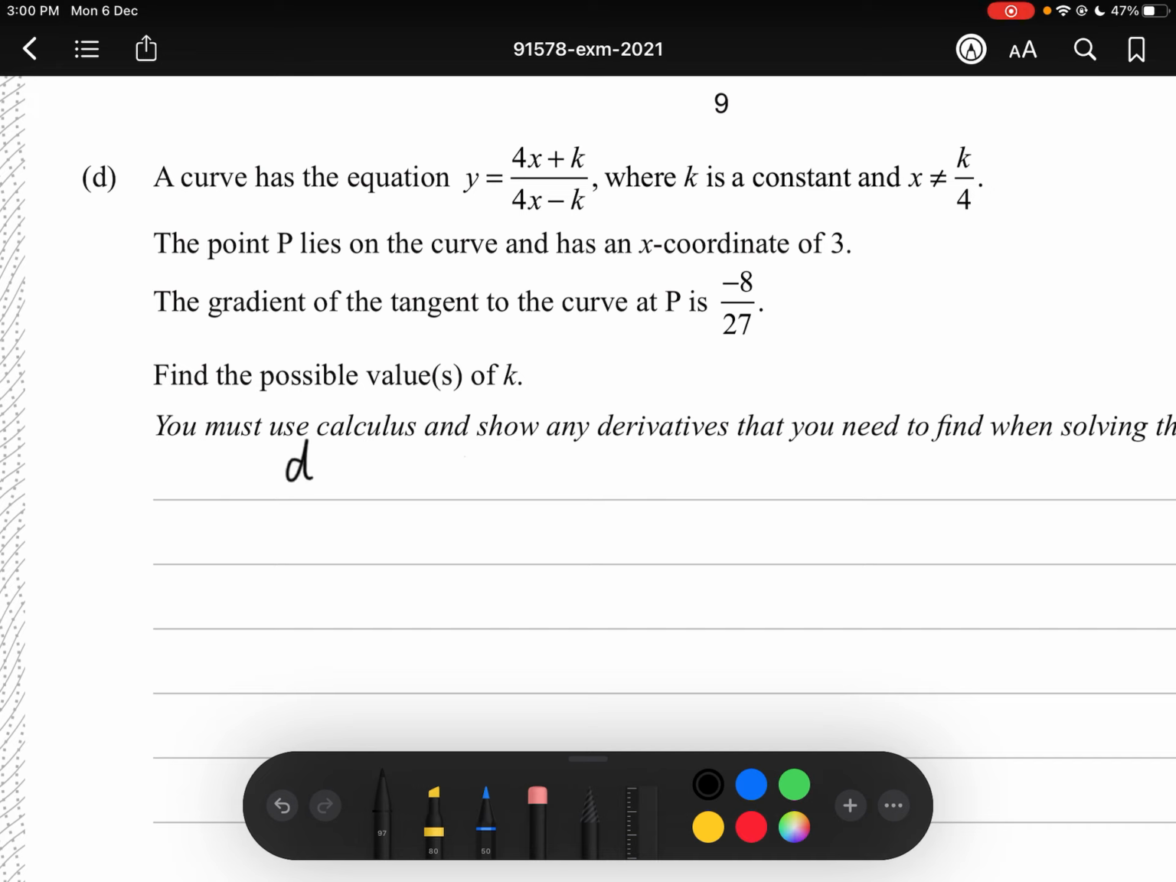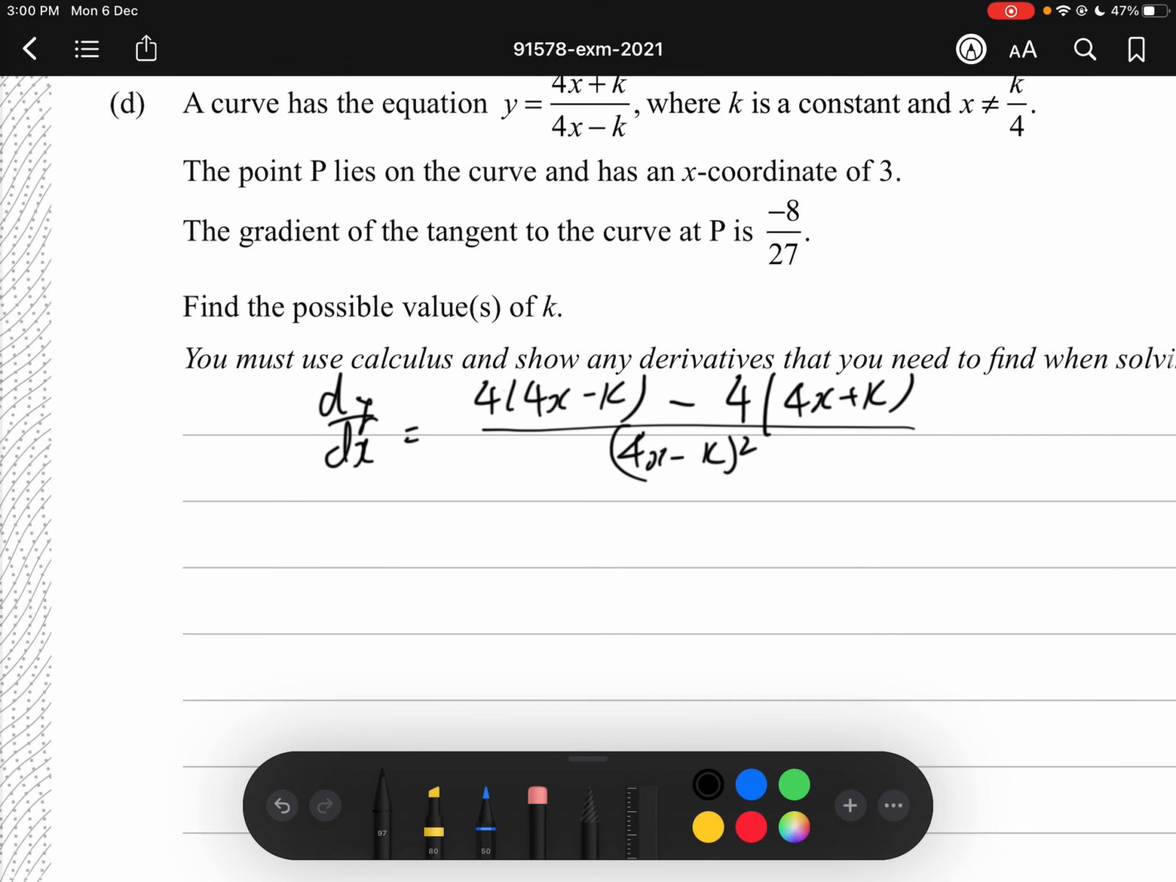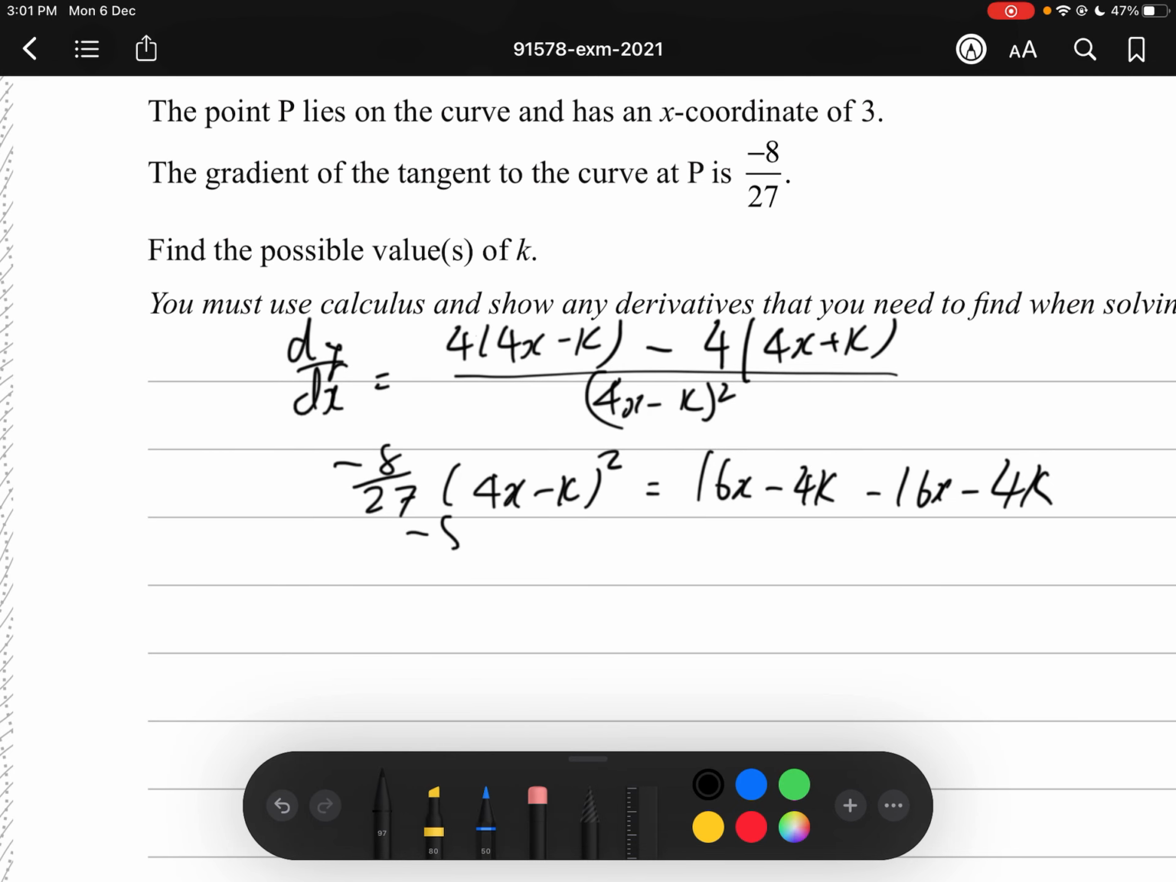So dy over dx is equal to 4 times (4x minus k) minus 4 times (4x plus k), all over (4x minus k) squared. So negative 8 over 27 of (4x minus k) squared equals 16x minus 4k minus 16x minus 4k. So negative 8 over 27, and if we expand the inside here, we have 16x squared minus 8kx plus k squared, and that is equal to negative 8k.